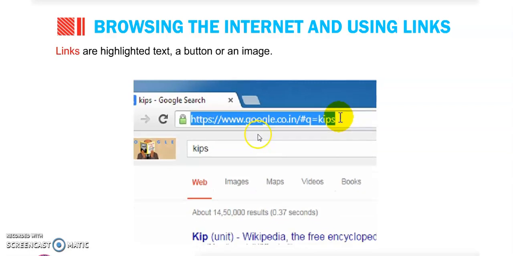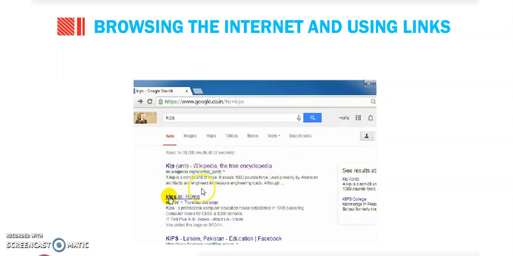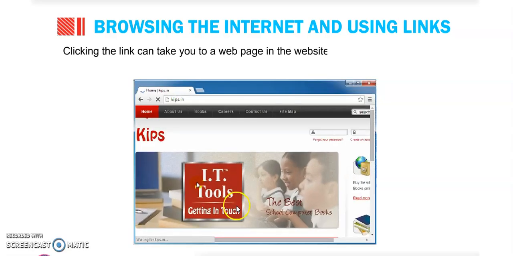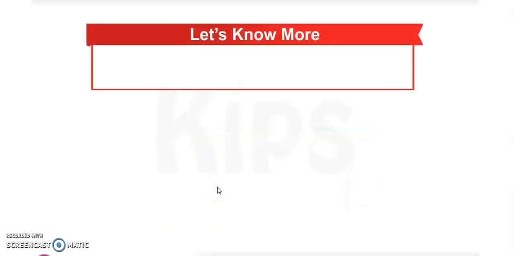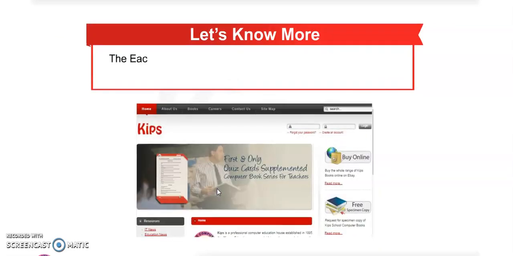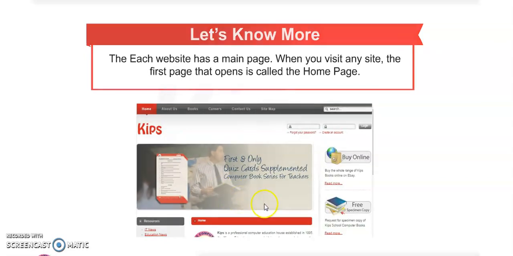Links are highlighted text, a button or an image. When you move the cursor over a link, the cursor will change to a hand sign. It means clicking the link can take you to a web page on the website or to a different website. Now here is something to know more. Each website has a main page. When you visit any site, the first page that opens is called the home page.